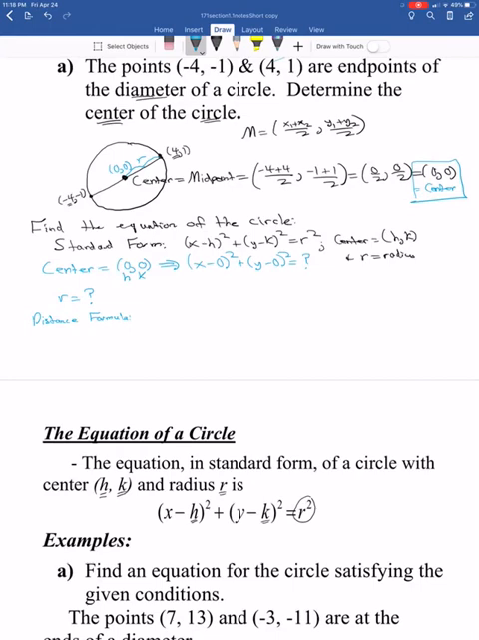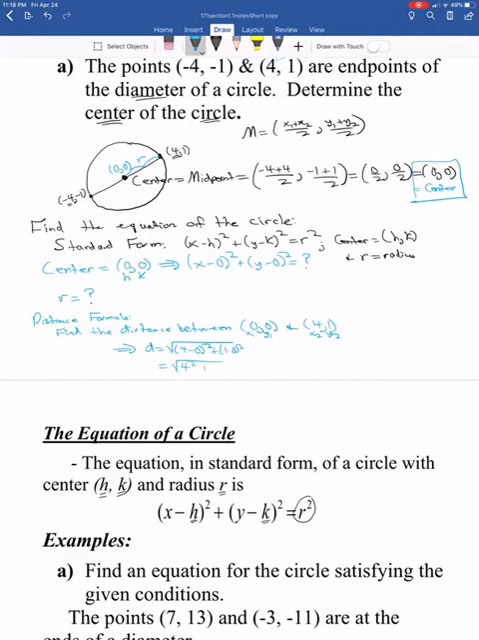So again, we want the radius, so find the distance between the center, 0, 0, and a point on the circle. I'll do 4, 1. So that implies D is equal to, here's x1 and y1, x2 and y2. So distance equals the square root of the change in x squared, 4 minus 0 squared, plus the change in y squared, 1 minus 0 squared.